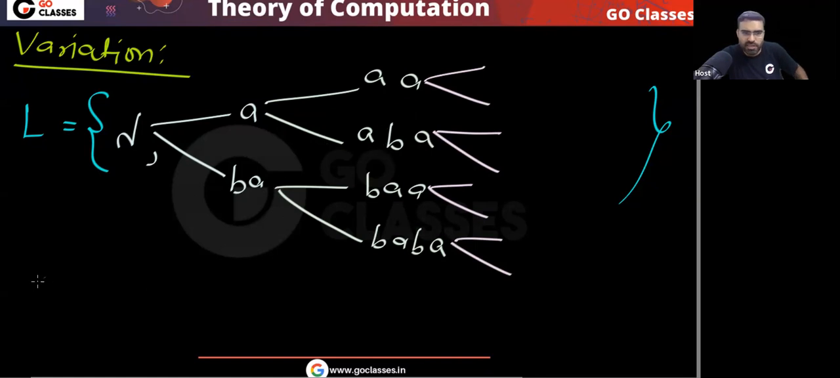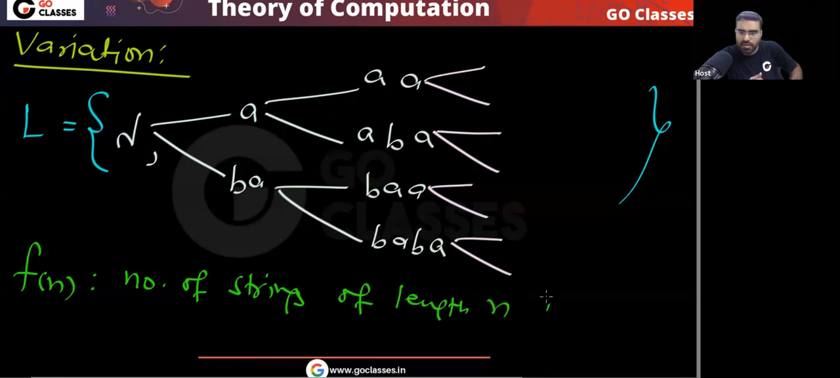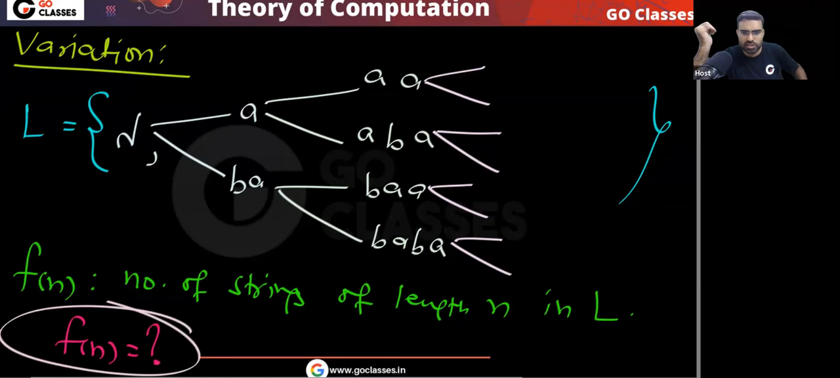Now you tell me, what will be the recurrence relation for, let's assume, Fn. Fn means the number of strings of length n in L. Tell me, what will be Fn? Can anyone tell me what the recurrence relation is? In this language, how many strings of length n do you have? So what will your recurrence relation be?